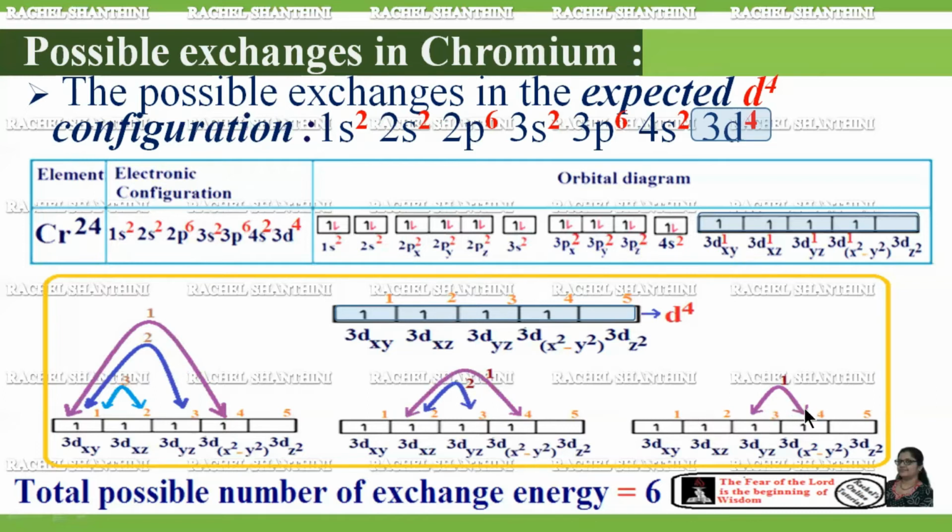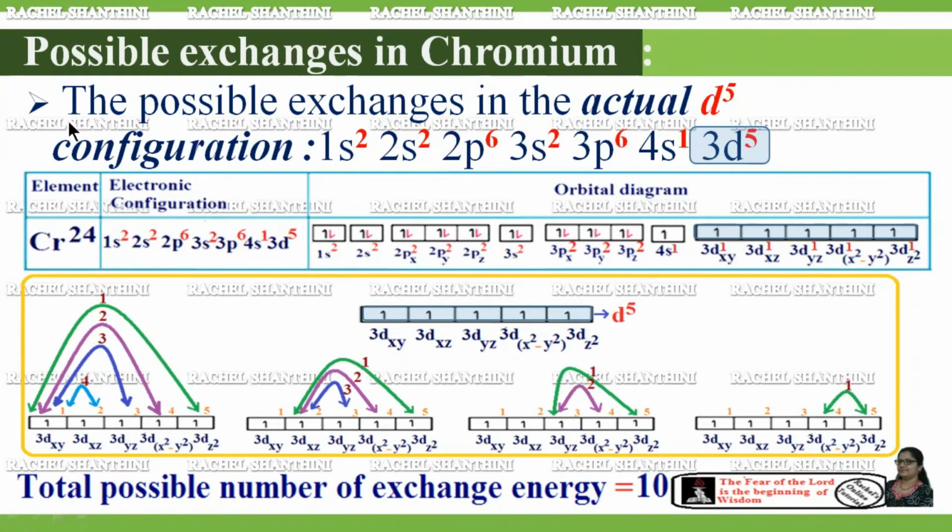So how many possible exchanges could take place here? 1, right? Totally how many possible exchanges could take place? 1, 2, 3. 3 plus here 2. So 3 plus 2, 5. Then 5 plus how many? 1, right? So totally 6 possible exchanges we could see in this orbital. So the total possible number of exchange energy is equal to 6 in the case of the expected d4 configuration.